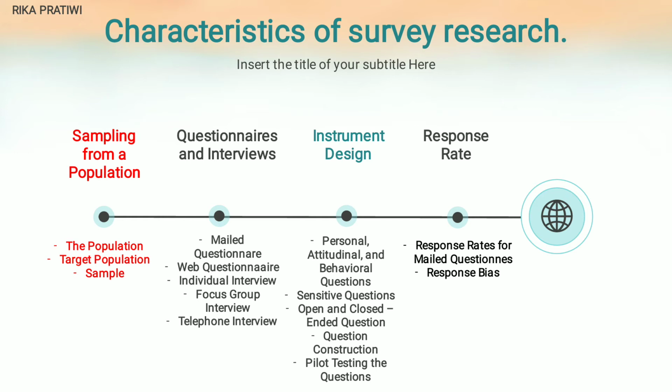Next, about the characteristics of survey research. There are four characteristics of survey research. The first one is sampling from a population. So what is a population? A population is a group of individuals possessing one characteristic that distinguishes them from other groups.